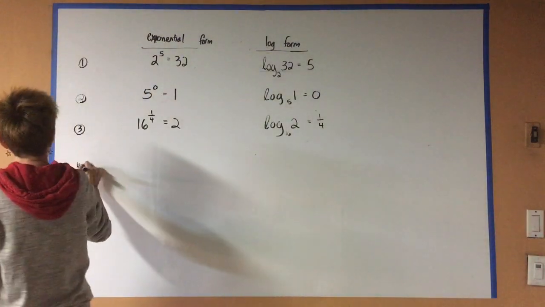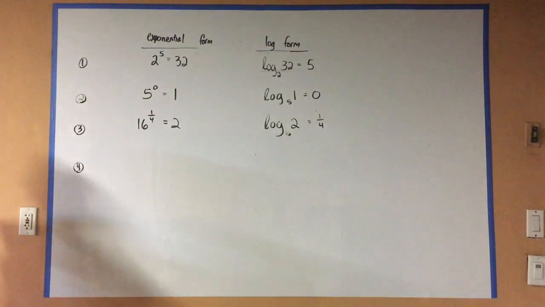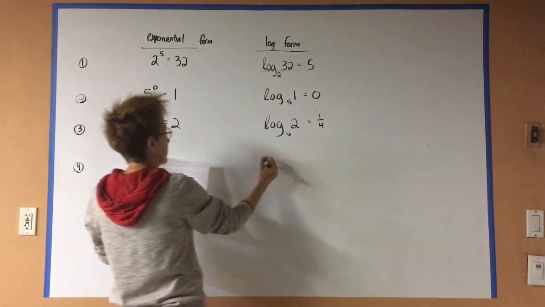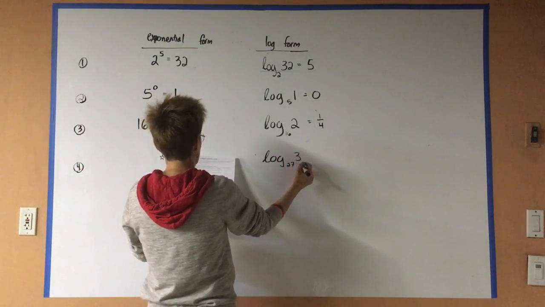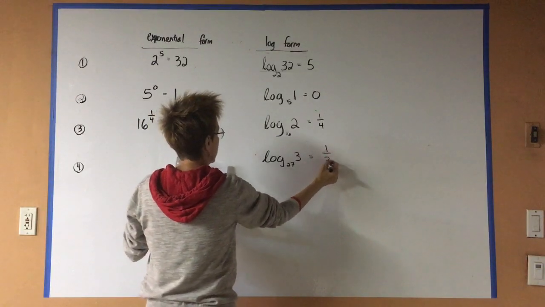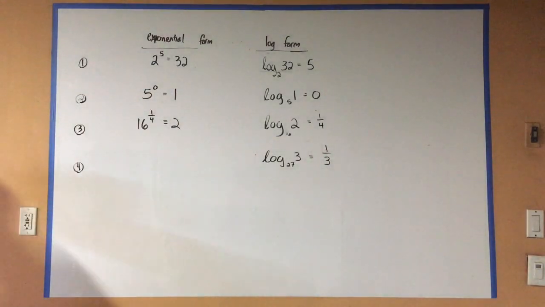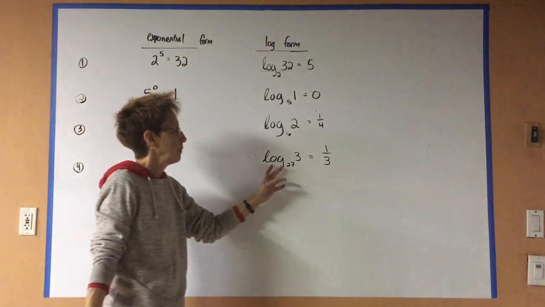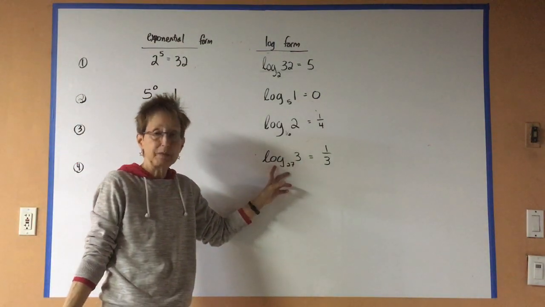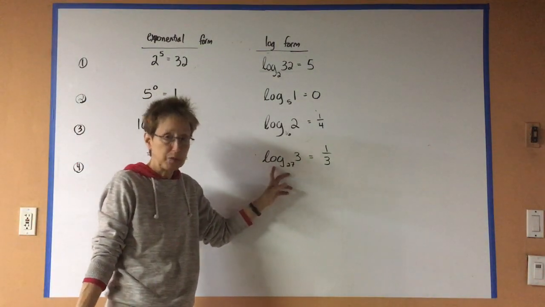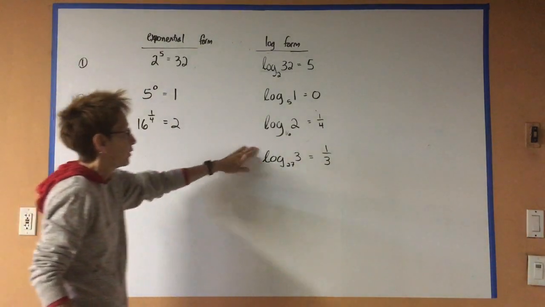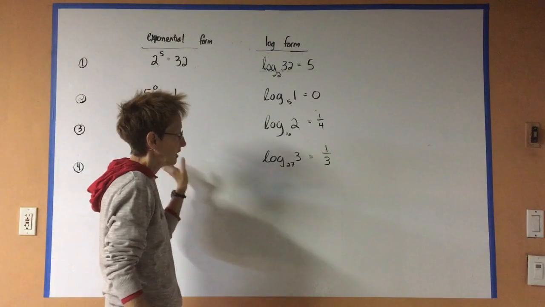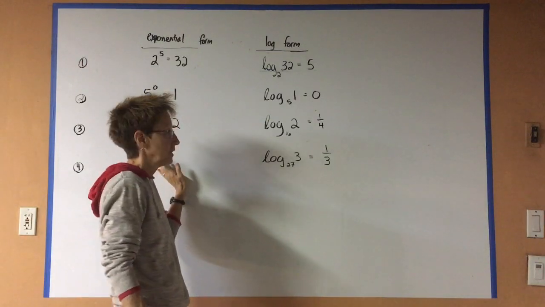So number 4, which form did I give that one to you in? So 4 is in log form already. So log base 27 of 3 is equal to 1/3. So that one I can't really check on my calculator because if I put in log 3 in my calculator, it will be calculating log base 10 of 3, which is a completely different answer than this one. So the only way I can effectively check this is to rewrite it in its equivalent exponential form.